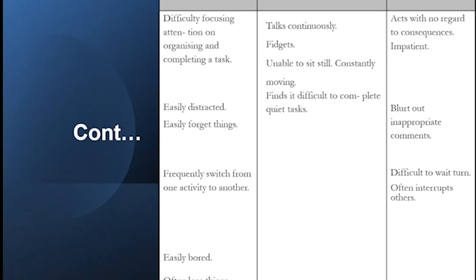And let's look at impulsivity. With impulsivity, they act with no regard to consequence. They are always impatient. They blurt out inappropriate comments, and they find it difficult to wait for their turn, and they often interrupt others.